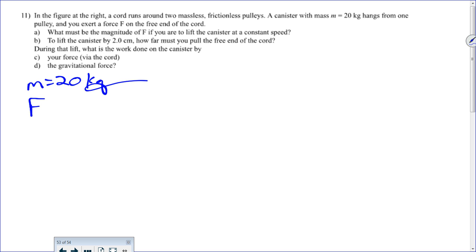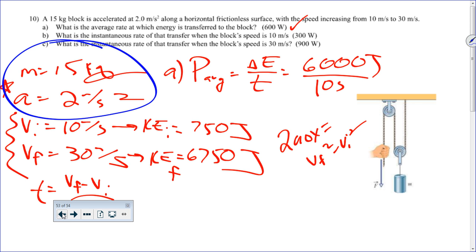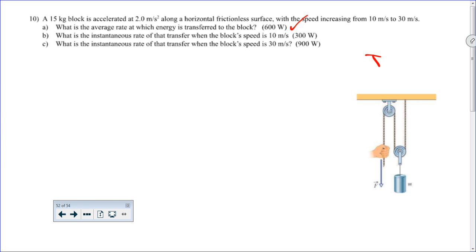B, to lift the canister by 2 meters, how far do you have to pull out the free end of the cord? Okay, so this is a thing that when we did equilibrium problems, I did not spend enough time on this type of stuff. And it's a thing that I need to make sure we go back and get at the end.